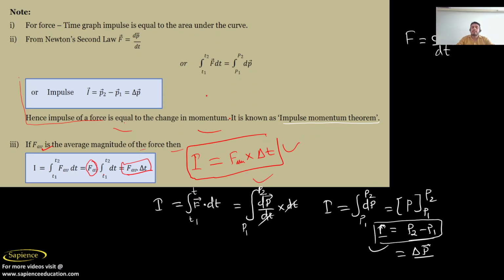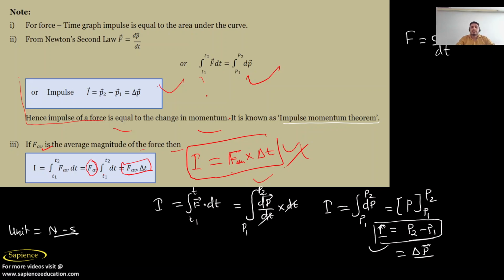If the force is variable, then don't use this formula, use the integral formula. But if the force is constant, or you have found the average force, then definitely go for this one. I hope you have understood. Could you please tell me what is the unit of impulse? Force has a unit of Newton, and time is in seconds. So the unit is Newton second only.